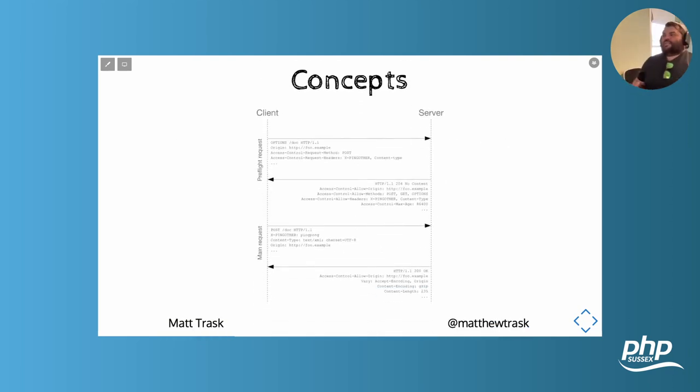To actually see what a CORS request looks like, we have our client and we have our server. Before anything happens, the client sends a request to the server using the OPTIONS method. The OPTIONS request is basically saying, hey, server, what am I allowed to do? The server comes back with a 204 No Content and says, here's what you're allowed to do on this endpoint, slash doc here. You're allowed to make a POST, you're allowed to make a GET, and you're allowed to make an OPTIONS. That's it.